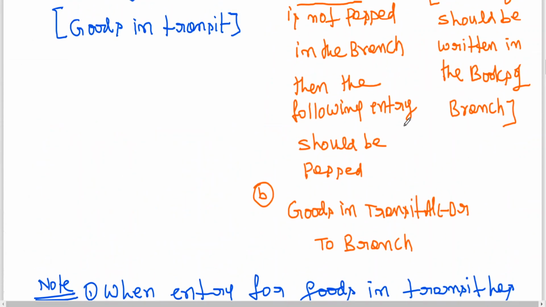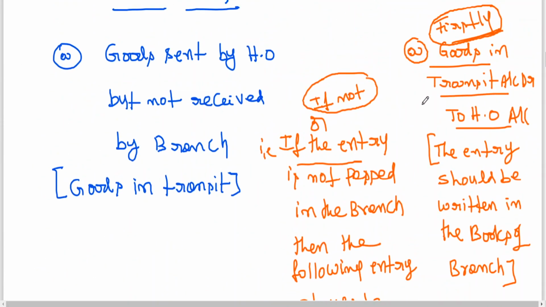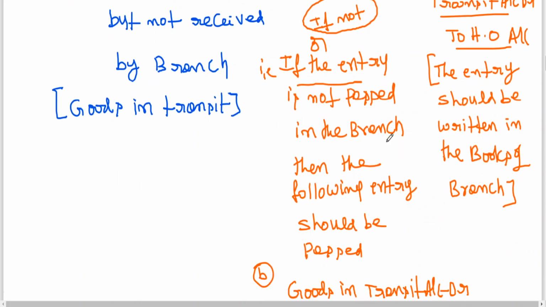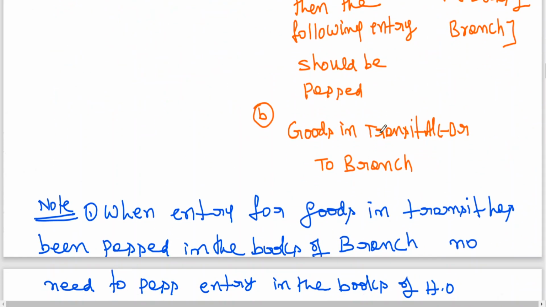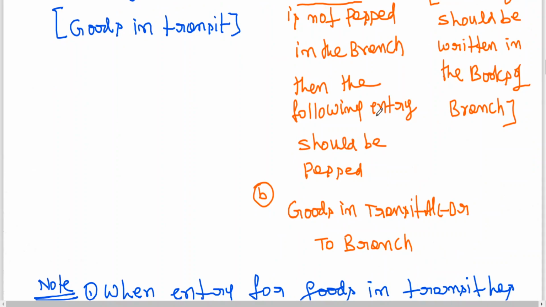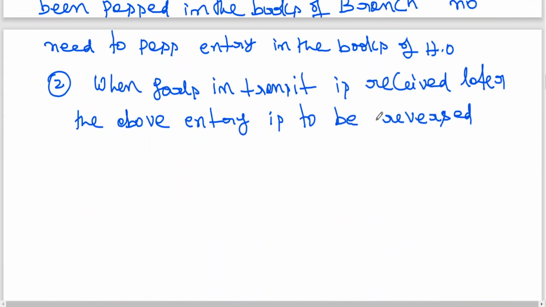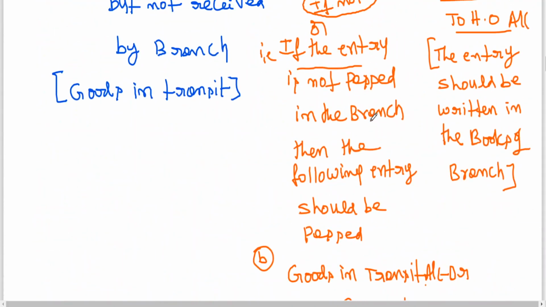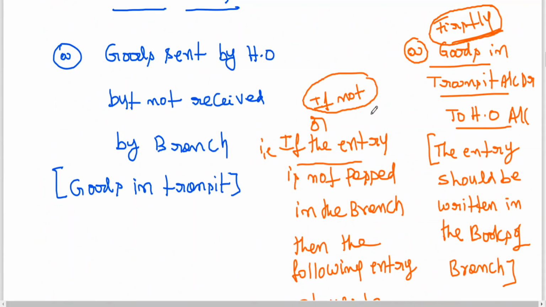What is the above entry that is to be reversed? Goods in transit, head office account. Reverse it, nullifying the effect. Here also, if you are writing in the head office books, reverse it, branch to goods in transit. This is about goods in transit. I think it is given by head office, but not by branch.